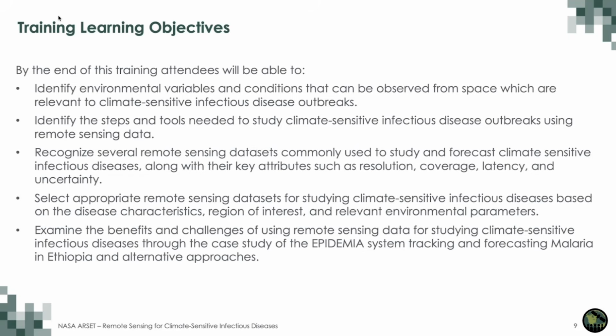So in this training, we have a number of objectives to achieve. These include, one, to be able to identify environmental variables and conditions that can be observed from space, which are relevant to climate-sensitive infectious diseases. Two, to identify the steps and tools needed to study climate-sensitive infectious disease outbreaks using remote sensing data. Three, to recognize several remote sensing datasets commonly used to study climate-sensitive infectious diseases, along with the key attributes such as resolution, coverage, latency, and uncertainty.